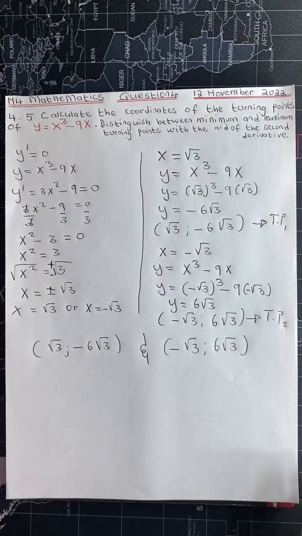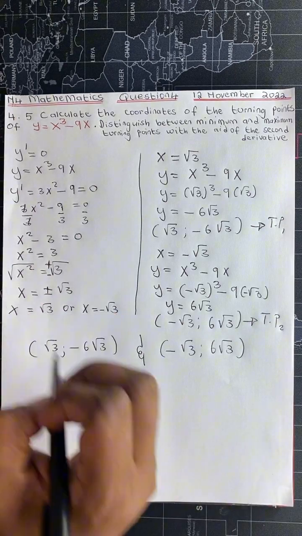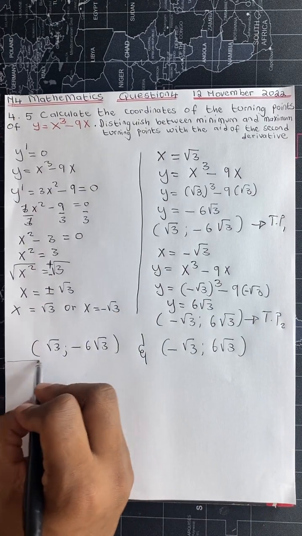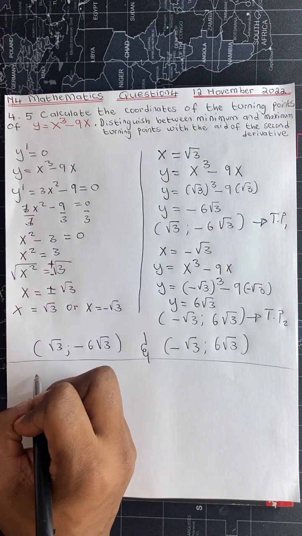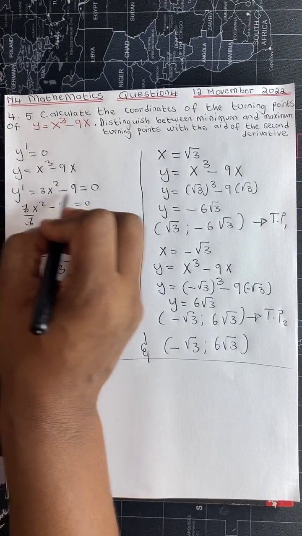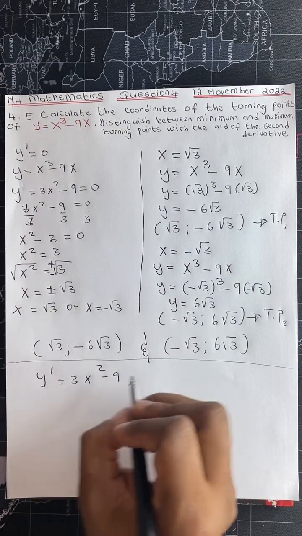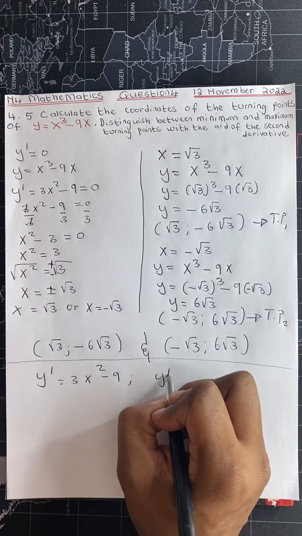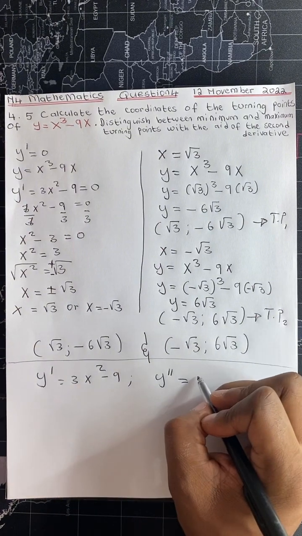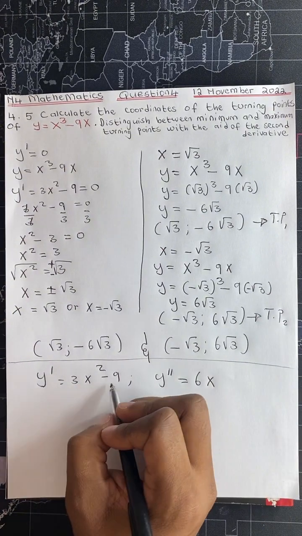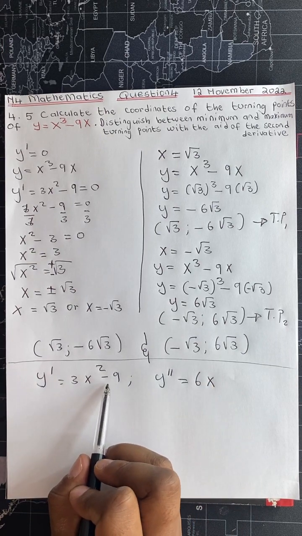In order for us to distinguish between minimum and maximum turning points, we have to use the second derivative. So we have the first derivative as y prime equal to 3x squared minus 9. We have to differentiate this for the second time. So y double prime will be equal to the derivative of 3x squared, which is 6x. And the derivative of negative 9 will be equal to 0 because it is not attached to any x.